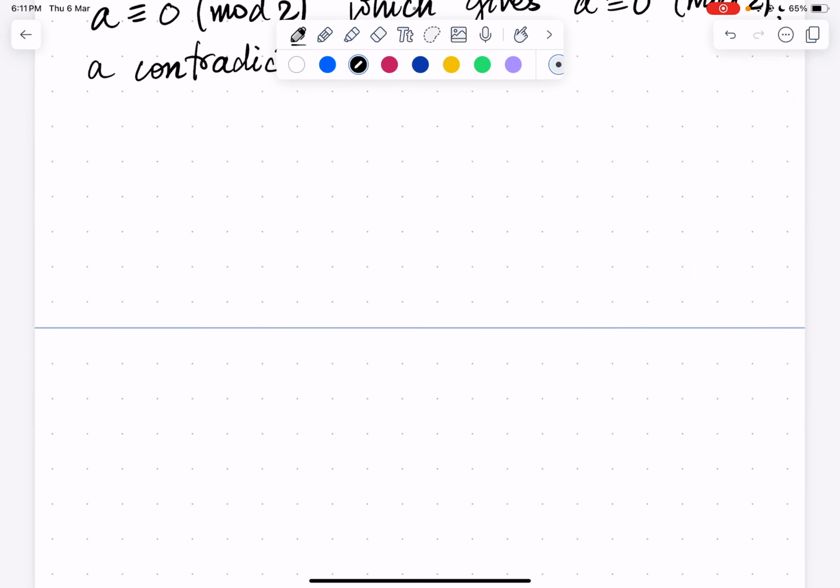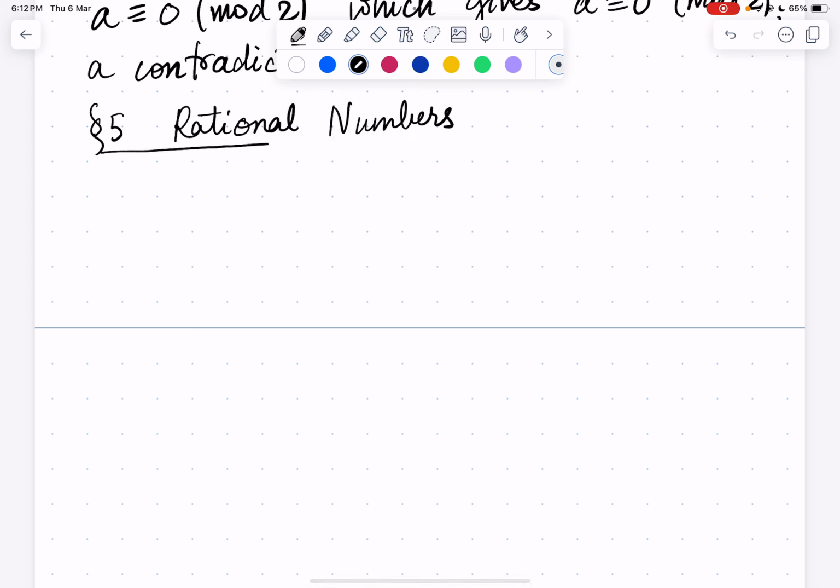Okay, let's continue. Rational numbers. So let's begin. Let m, n be integers.